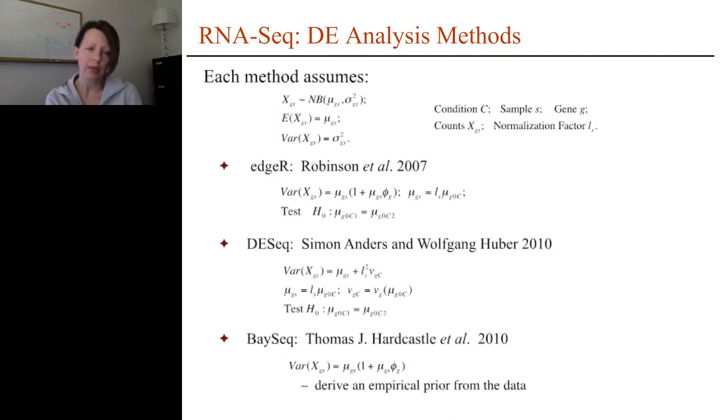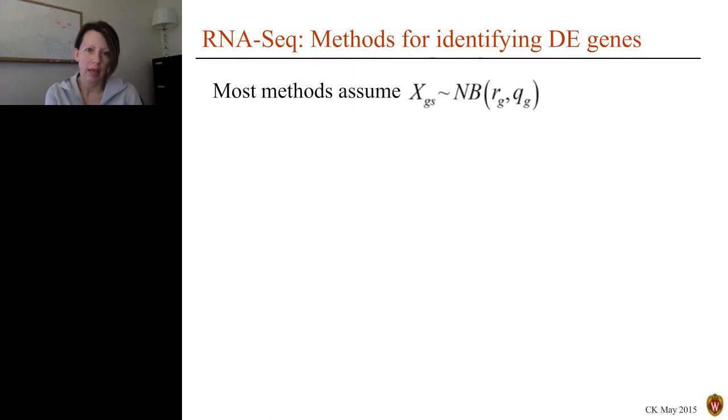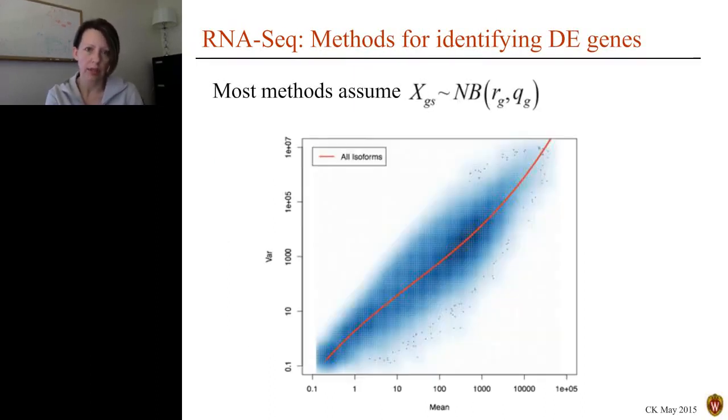And the way in which these methods differ primarily is the way in which they estimate the variance. So how is the variance estimated? Most of them rely on some approach that looks at the relationship between sample-specific estimates of the variance and sample-specific estimates of the mean, and they fit some curve that describes this relationship. They might use this in different ways, but most of them, to estimate variance, rely on assessing or quantifying the relationship between the mean and the variance.